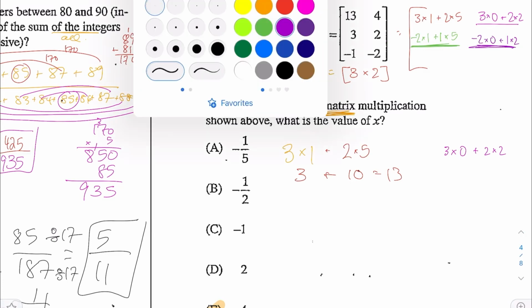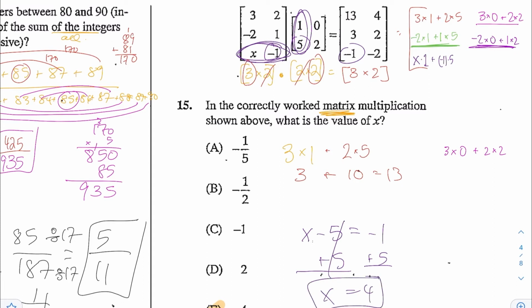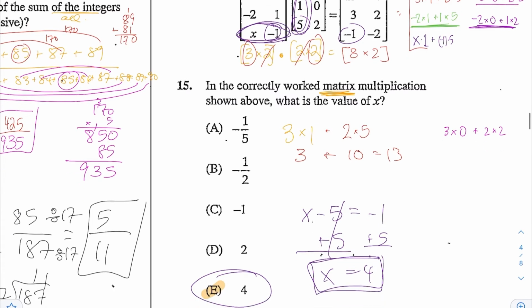Right, then finally for the last one, you have x and negative 1, and then just 1 and 5. So this would be x times 1 plus negative 1 times 5. So you know that this is x minus 5, which is equal to negative 1. So we just add 5 to both sides. You get x is equal to 4. And that's really the only one you need to do to get the answer of choice E. But I did want to practice some of the other ones.